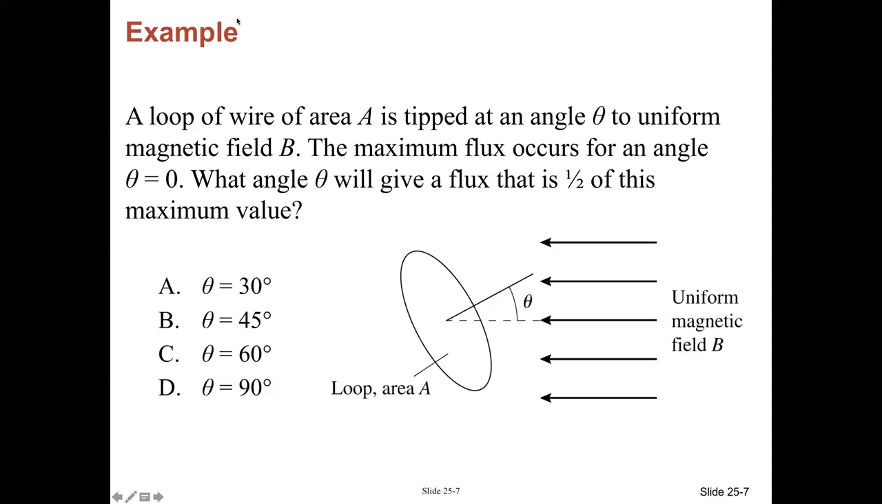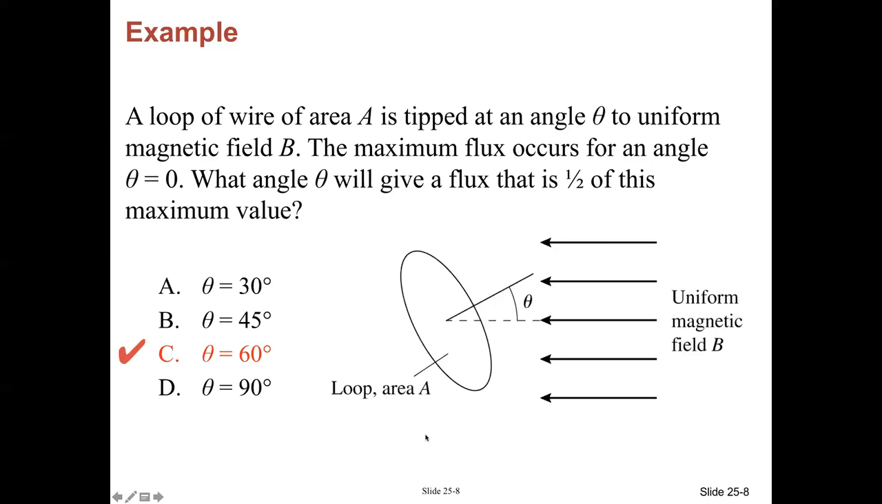The other answer you can eliminate here is D, because cosine of 90 is 0. That's when the loop will be oriented so none of the magnetic field lines get through the loop. Yep. All right. So now all of the answers coming in are correct. It is indeed C.